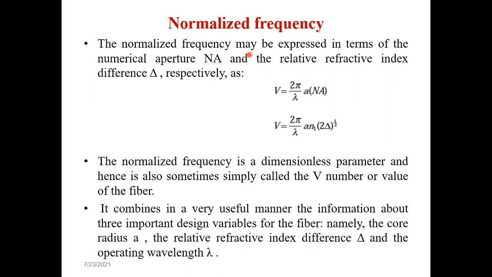Normalized frequency is expressed in terms of numerical aperture NA and relative refractive index delta. The normalized frequency, denoted by capital V, is given by 2 pi by lambda into A NA, or 2 pi A NA by lambda. Now NA, we know the formula already, N1 square root of 2 delta. Suppose delta is given to us and NA is not given, so I can use this particular formula. V is equal to 2 pi A N1 square root of 2 delta by lambda.